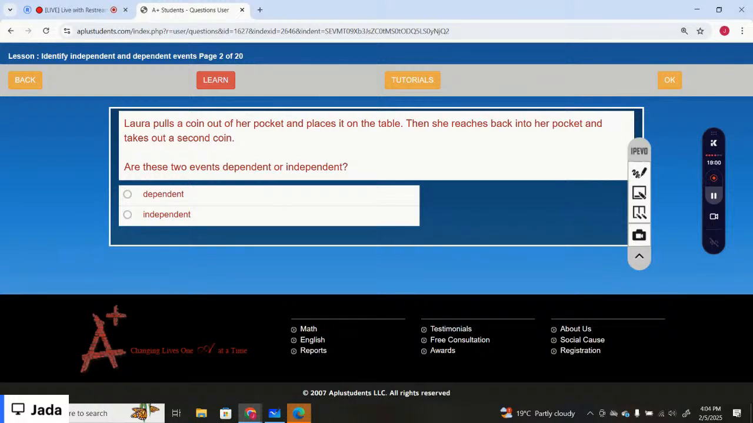Laura pulls a coin out of her pocket and places it on the table. Then she reaches back into her pocket and takes out a second coin. Are these two events dependent or independent? They are the dependent events because for the first time, for example, she has four coins in the pocket, but for the second time she has three coins. So they are the dependent events.